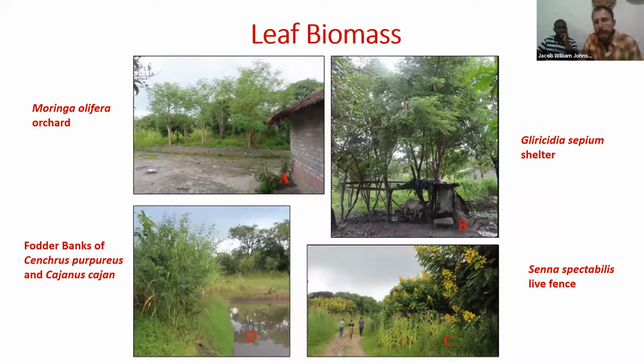These are additional inputs. These are direct observations, pictures I took in March of 2020, right before I was evacuated, of trees that were used as direct inputs in aquaculture. So picture A here shows a farmer who planted an orchard of moringa, and she describes stripping and drying and pounding the leaves to add to her supplementary feed. Picture B here shows a farmer using Gliricidia sepium as a shelter for their livestock and as a feed for their pigs. Picture C shows a boundary planting of Senna spectabilis, which is right here.